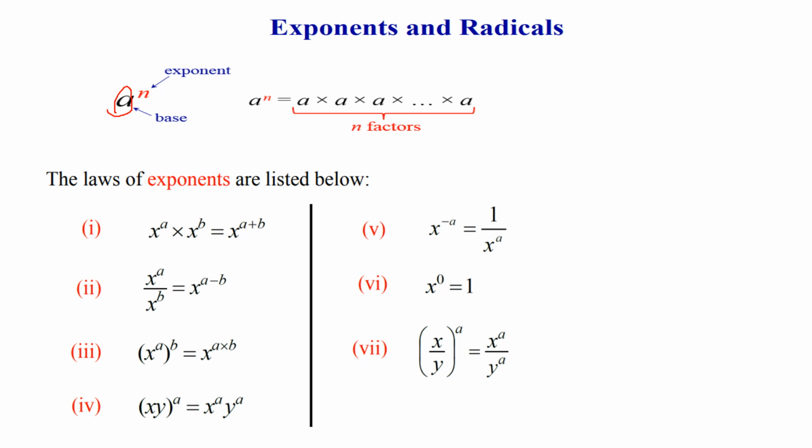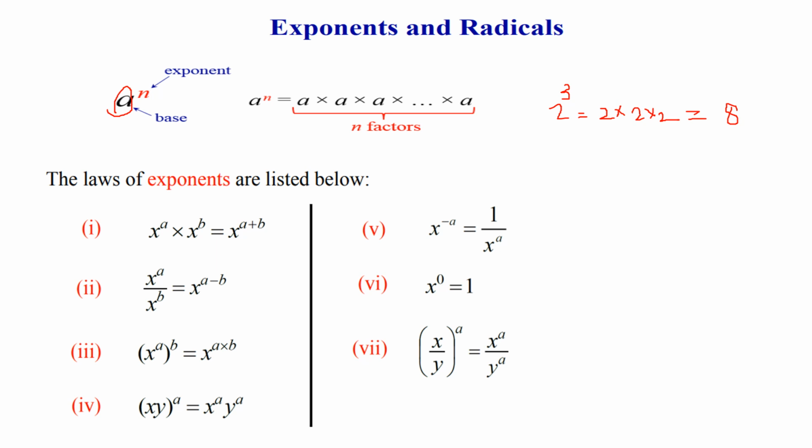See, for example, 2 power 3. So 2 is multiplied 3 times. So 2 times 2 times 2, so the value is 8. And we have laws of exponents, and we're going to apply the laws for the simplification of exponent functions.